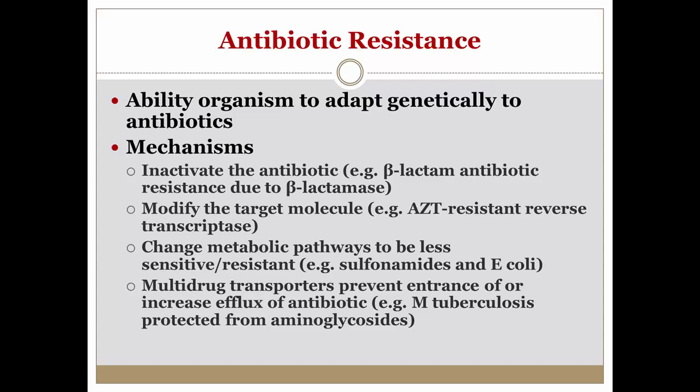The organism can actually develop multi-drug transporters that prevent the entrance of the antibiotic, or increase the efflux of the antibiotic. So it can either prevent the antibiotic from getting in, or move the antibiotic outside the cell faster, so it's less protected. This is how Mycobacterium tuberculosis is protected from aminoglycosides. It basically shoves the antibiotic out of the cell fast.